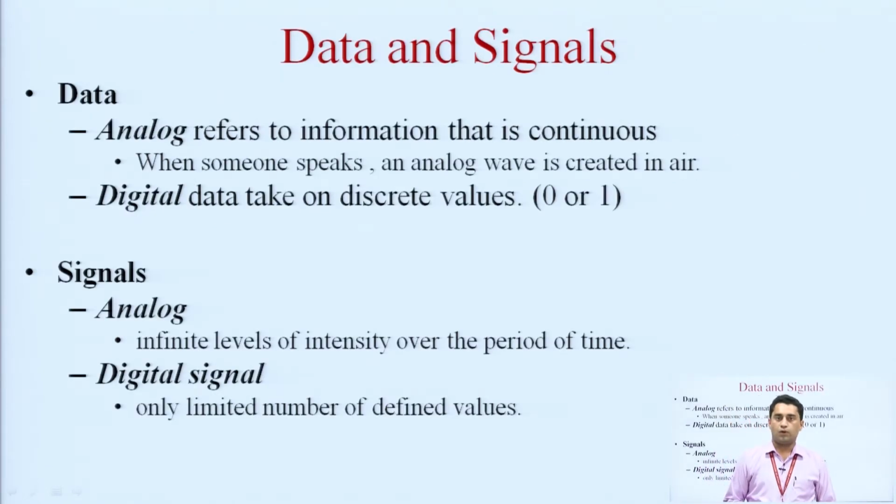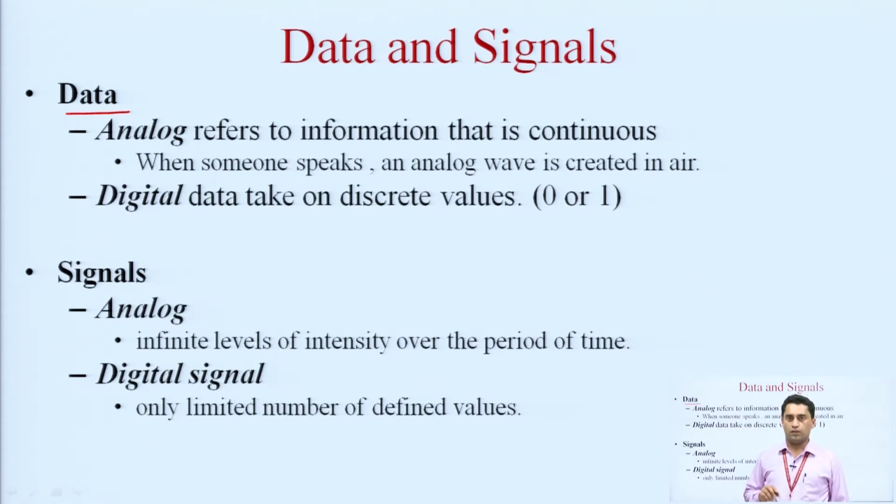The very first thing is, what is the difference between data and signal? Generally, we have data and we want to send it to a friend, or from the sender side to the receiver side, in the form of signals. Here on the screen you can see that we have data of two types. One is analog data, another is digital data.